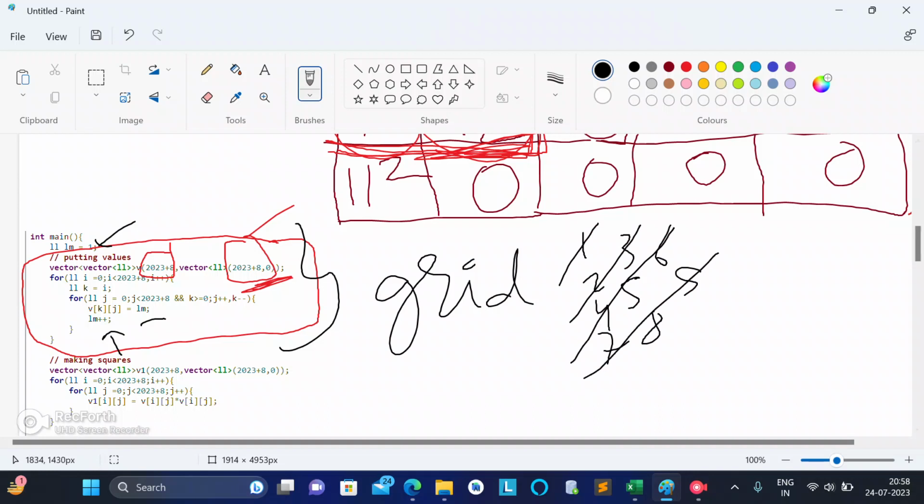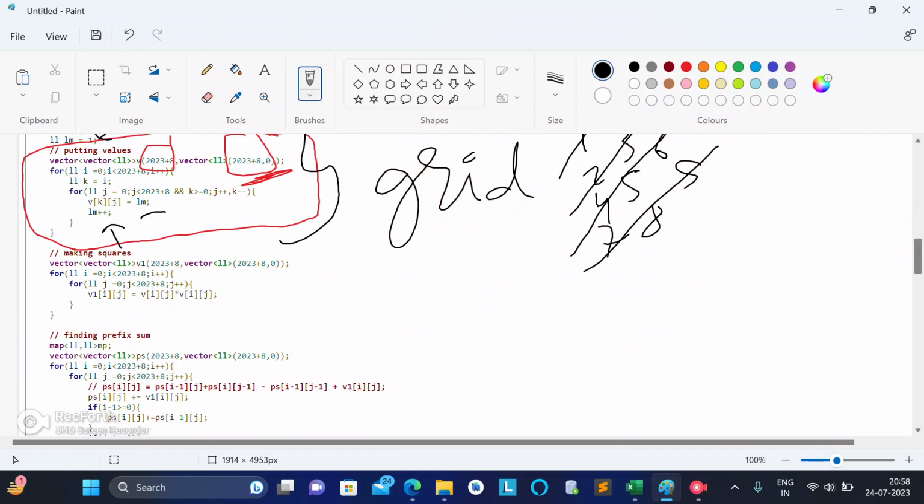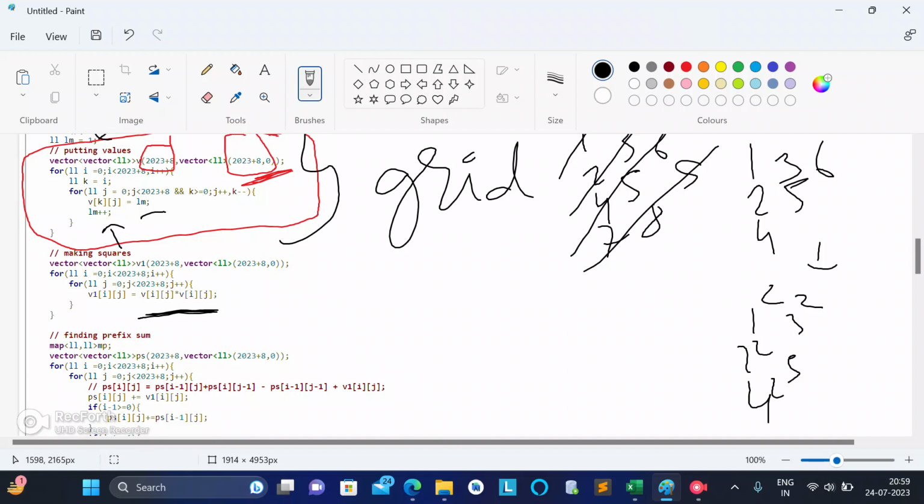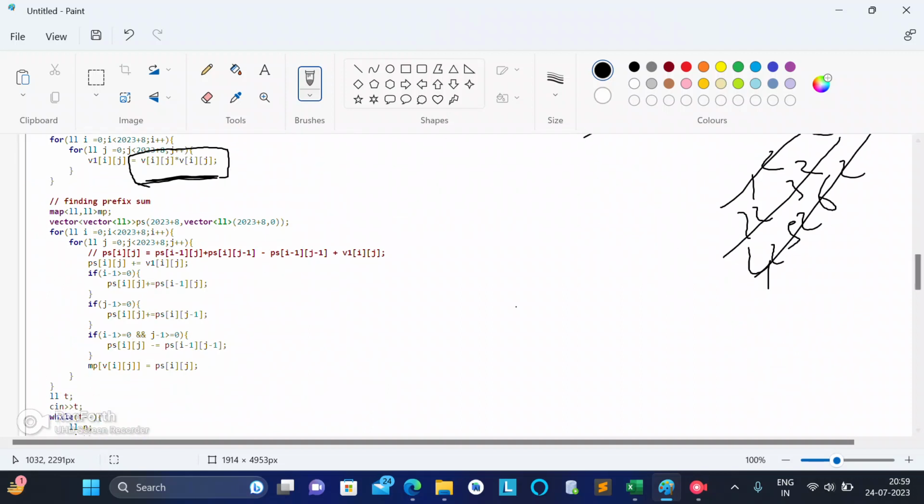I have put them diagonally in this manner. Then I had made another array in which I had just made the squares. Instead of just 1, 2, 3, 4, 5, 6, I had done 1 square, 2 square, 3 square, 4 square, 5 square, 6 square, stored in this manner only. So that's why I had written v of ij into v of ij.